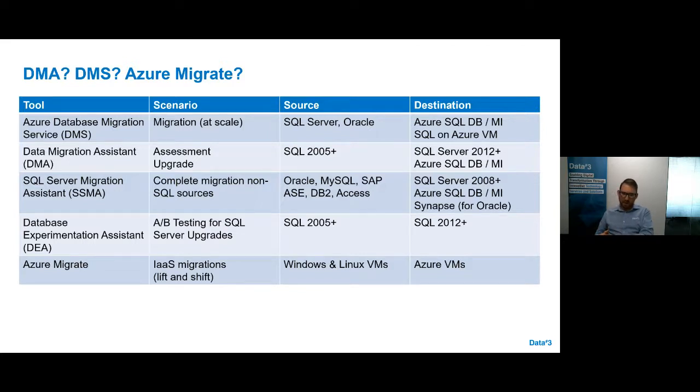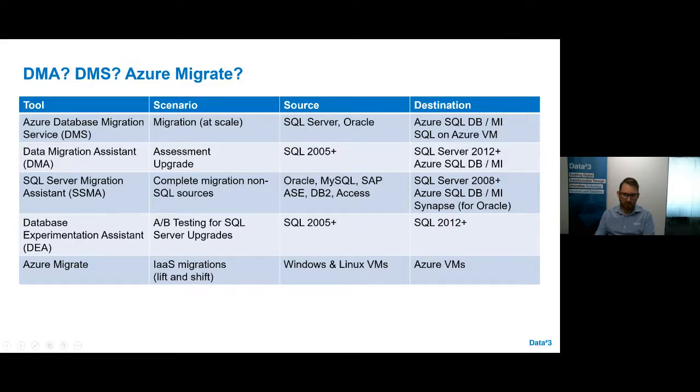And then finally, we've got Azure Migrate, which if you're doing that lift and shift scenario, IaaS migrations, this is basically everything from Windows and Linux VMs going to a VM, is the tool to use there. So hopefully that helps understand the different tools available in the kit bag there as well.